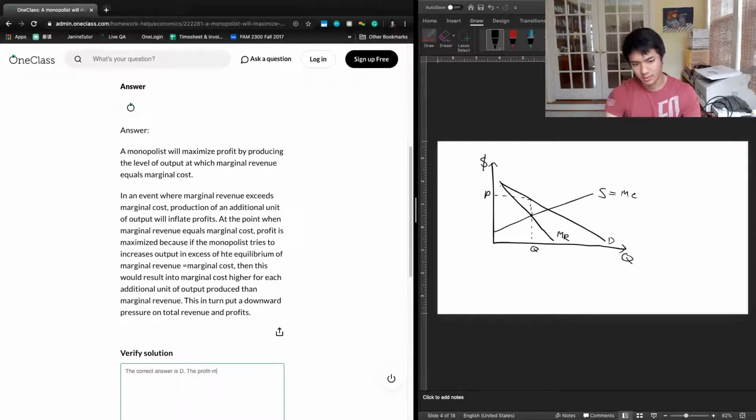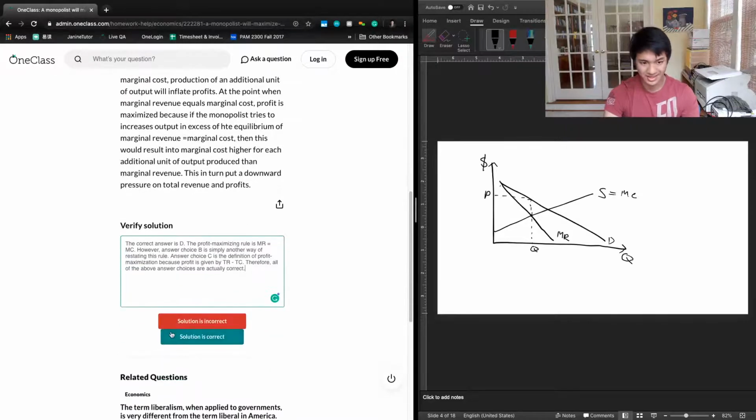The profit maximizing rule is marginal revenue equals marginal cost. However, answer choice B is simply another way of restating this rule, and answer choice C is the definition of profit maximization, because profit is given by total revenue minus total cost. Therefore, all of the above answer choices are actually correct. So we're going to mark this as incorrect because they didn't get answer choice D as the right answer.